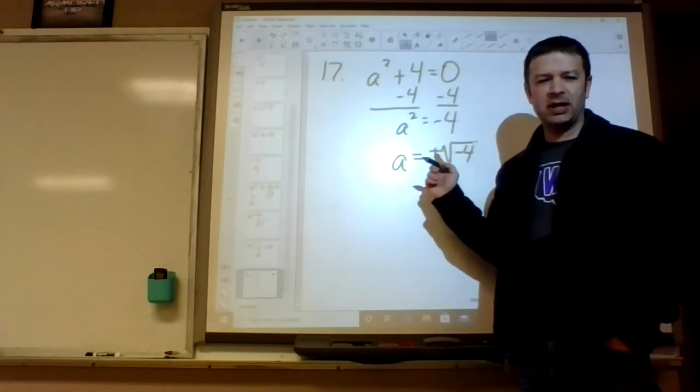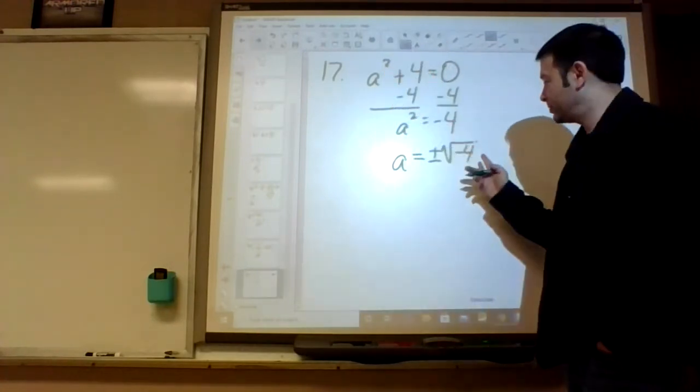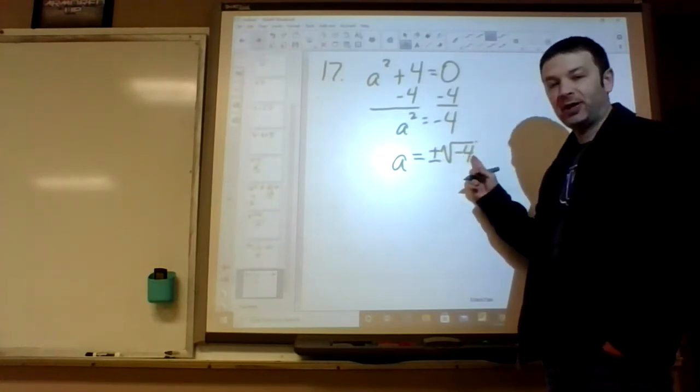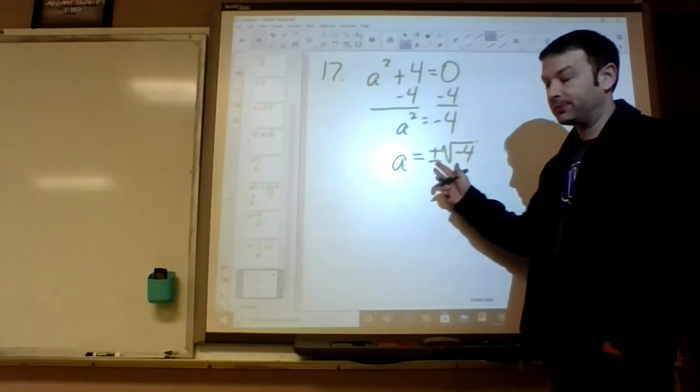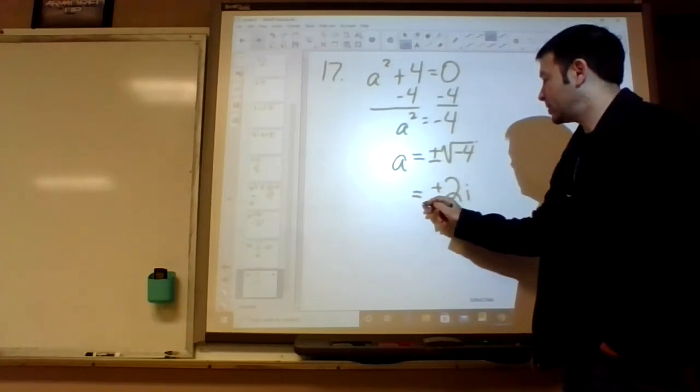Now we did the square root of negative 4 on number 5. You guys remember number 5? So square root of 4 is 2. So this would just be 2i. And don't forget the plus or minus. So it's plus or minus 2i.